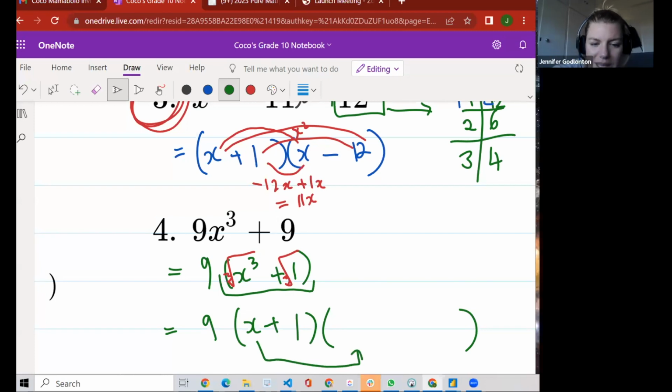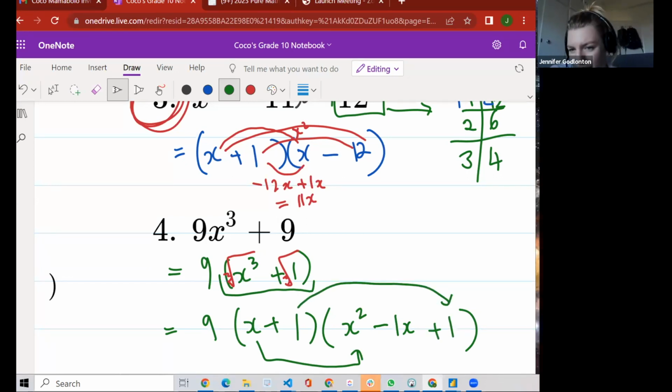So it's going to be x squared. We always have a different sign to our first bracket, and we multiply those together. So that's going to be our 1x, and then we square our last term. So that's going to be 1. So we're going to land up with 9, open bracket, x plus 1, close bracket, open bracket, x squared minus x plus 1.